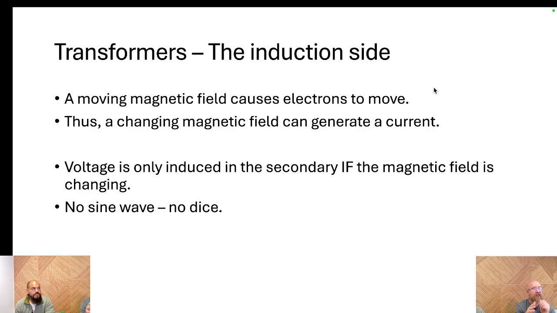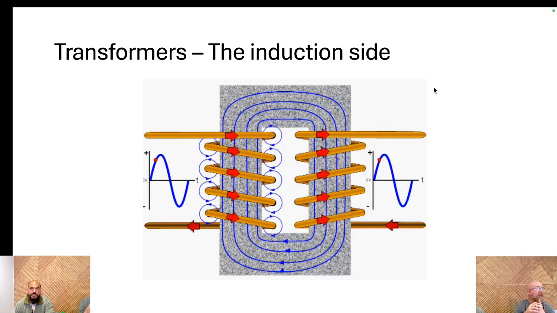If there's no sine wave, there's no dice. I agree. So when we have a sine wave, it's constantly changing which direction it's going, forward or backwards. Those little arrows on the blue lines are constantly flipping back and forth from one direction to the other. As a result, it induces current on the coils on the other side. And so we get an AC sine wave coming out. If we have an AC sine wave in, we've got an AC sine wave going out.